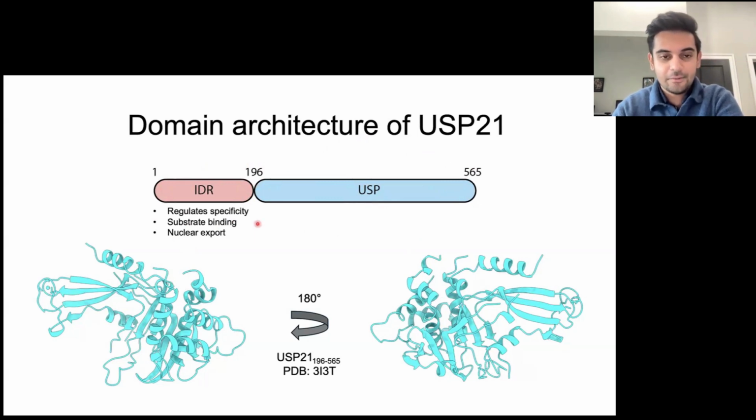We don't have much of an understanding of how it functions, other than the fact that it houses a nuclear export sequence and has been reported to be involved in some substrate binding. So for my initial work, I really focused on this catalytic domain of USP21 and understanding how this portion of the protein engages with H2AK119 ubiquitin.